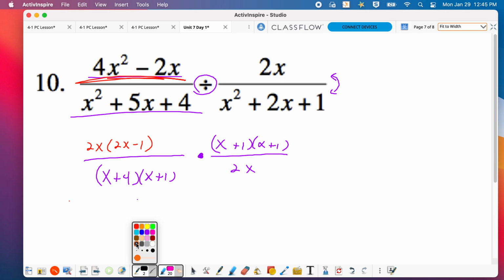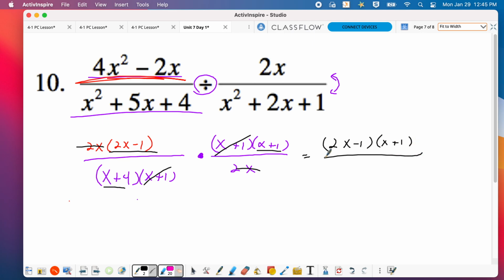Alright, so what do I see? I have an x plus 1 and an x plus 1, a 2x and a 2x. This isn't the same as anything, those are all leftovers. So I'm going to say 2x minus 1, x plus 1 over x plus 4. It's all about the factoring. If you can factor, you should be okay. If not, I'll say it again, find out what you should be doing somehow.